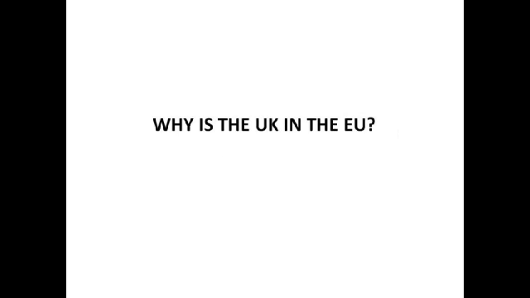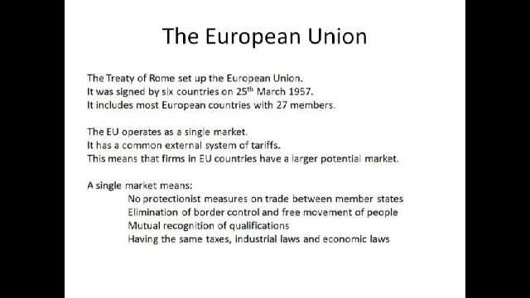So we're moving on now to a question that's stimulated much debate between economists and politicians, and that's, why is the UK in the EU? The EU, or European Union, was set up by the Treaty of Rome on the 25th of March 1957, and it was signed by 6 countries, and I don't think we were one of them, so we were sort of left out there. But now it includes most European countries, and it has 27 members.